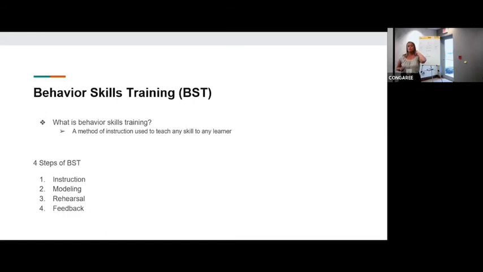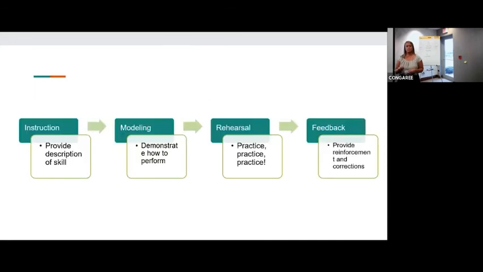Behavior skills training is just a method of instruction that we can use to teach any skill to any learner. There are 4 steps to this. The first one is instruction, and then we have modeling, rehearsal, and then feedback. We'll go through each of those steps.